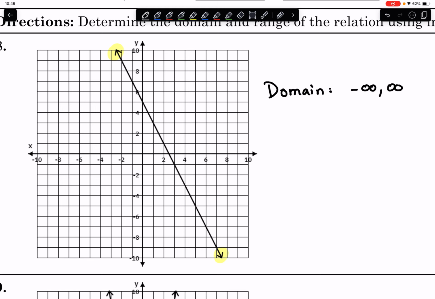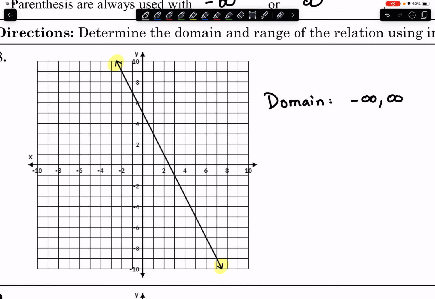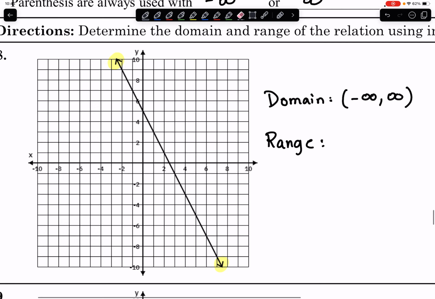And because of the arrows, we always use parentheses to indicate that we don't actually reach, and cannot include, those values, because there's always a number exceeding beyond infinity every single time. And the same thing for the range. This is not going to be the lowest that the graph reaches. It's not going to reach a lowest of -10. The arrow indicates that it's going to go lower to -11, then -12, then -14, and so on and so on. So the farthest that the graph is going to reach down is going to be -infinity as well.